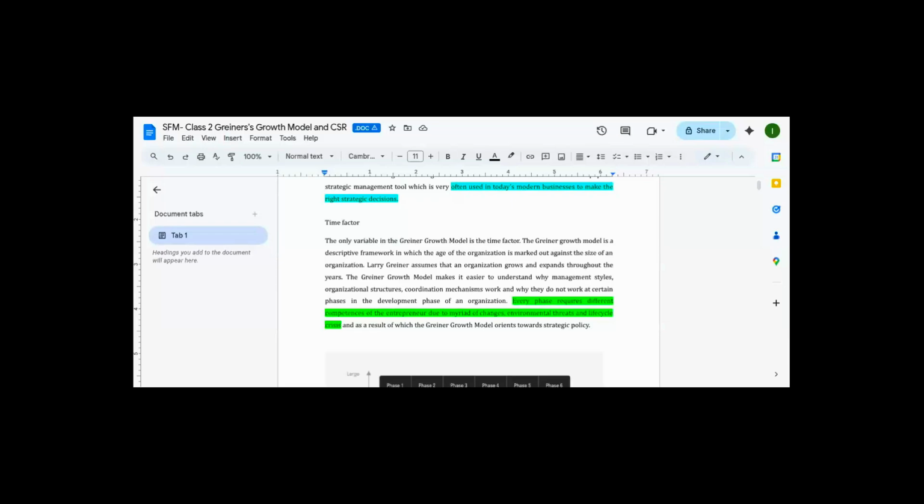Why? Because the model is a descriptive framework. The Greiner growth model is a descriptive framework in which the age of the organization is marked out against the size of the organization. That is key when we are talking of the time factor, meaning that as the company is increasing in age, it's always increasing in size, all things being equal.